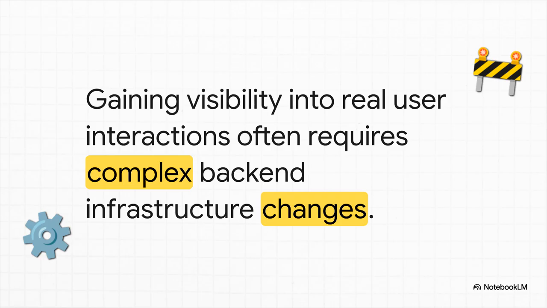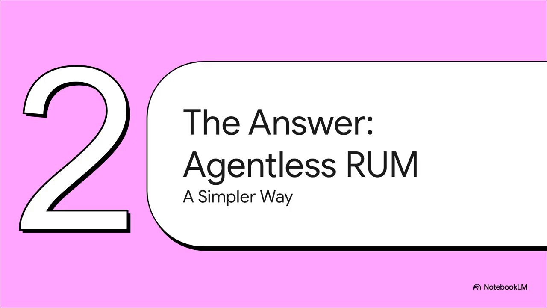We're talking complex setups, waiting forever for change management approvals, and just one more thing you have to maintain. It's a huge hurdle, right? Especially when all you want to know is something simple like, hey, why are people leaving their shopping carts full? Or is this new feature even working for them? But what if there was a better way, a simpler way? Well, there is, and it's called Agentless Real User Monitoring, or RUM for short.